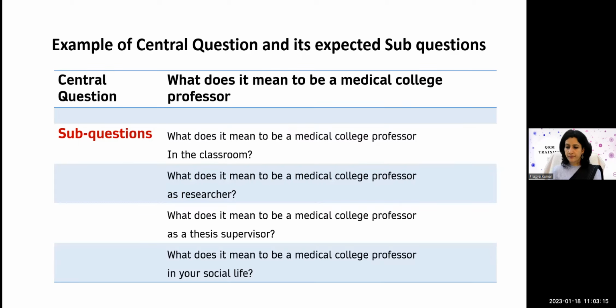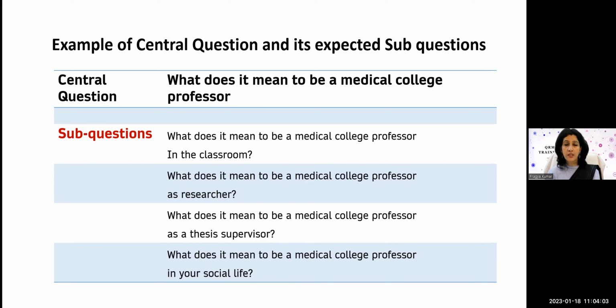For example, if my central question is, what does it mean to be a medical college professor, then my sub questions can be: what does it mean to be a medical college professor in a classroom? What does it mean to be a medical professor as a researcher? What does it mean to be a medical college professor as a thesis supervisor? And what does it mean to be a medical college professor in your social life? So you can see you are exploring the various domains of that role, and that role is a medical college professor.